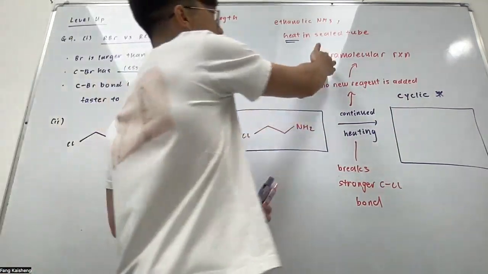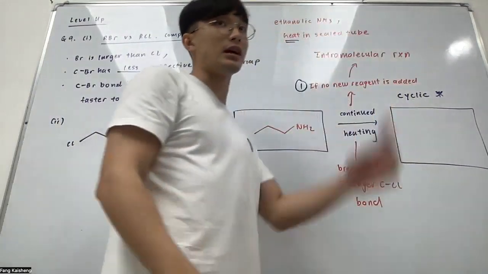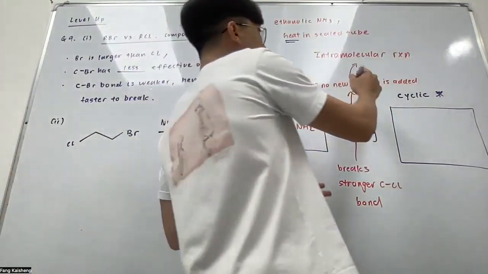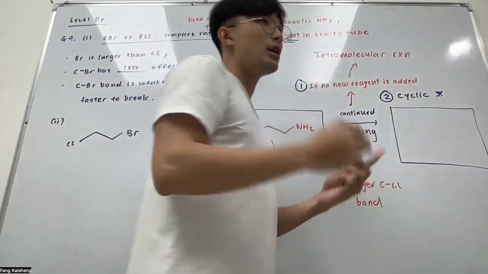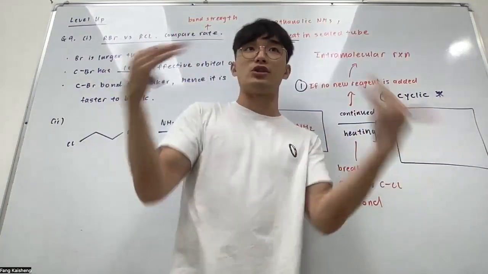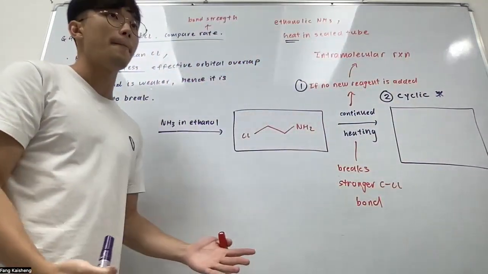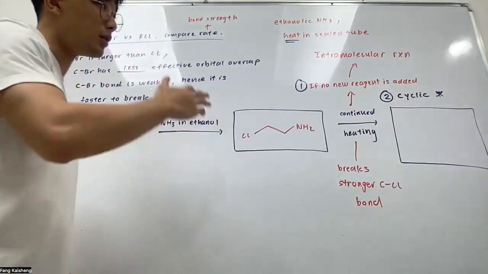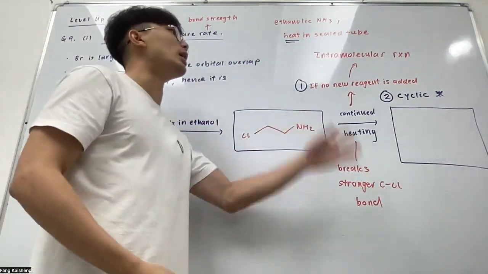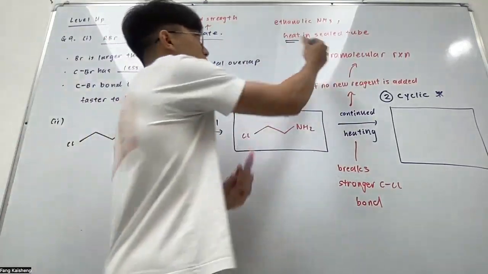So one clue for intramolecular reaction: the first clue is no new reagents added. Guys, take note of the second clue. For intramolecular, the second clue is cyclic. When you react with yourself, do you agree that you're going to close the structure into a loop, a cyclic structure? But how does this work? I don't really care about the answer here. What I'm concerned about is how you identify an intramolecular reaction.